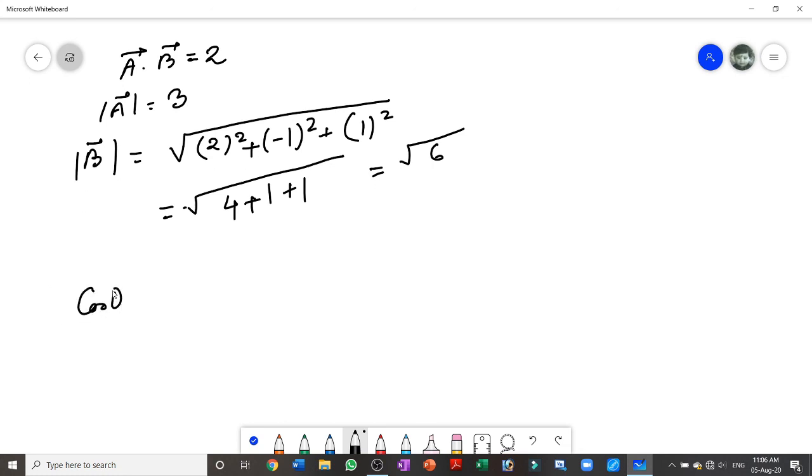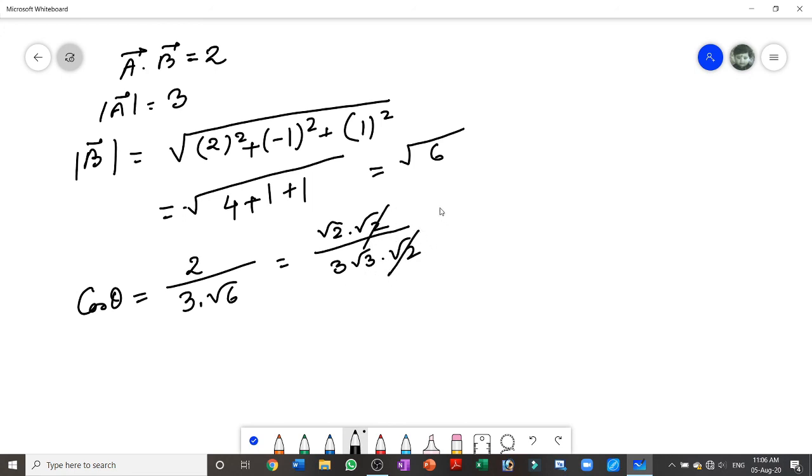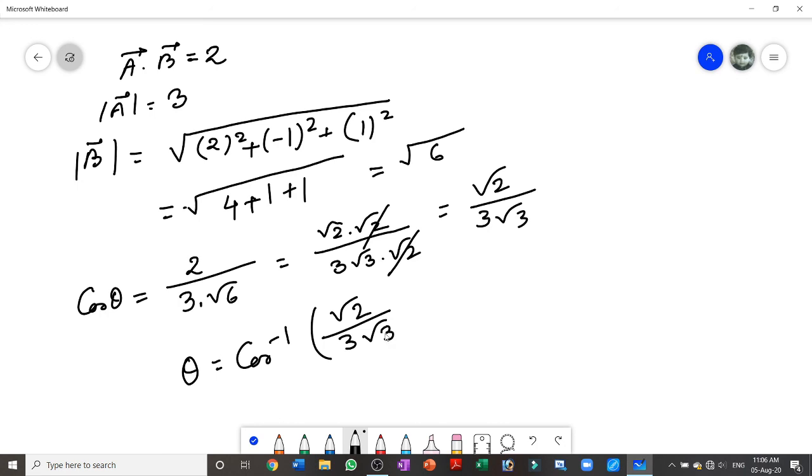So what is the value of theta? Cos theta will be 2 divided by 3 into root 6, that is root 2 into root 2 divided by 3 root 3 into root 2. We can write root 6 as root 3 into root 2. So cancel out these two things, so we will get root 2 by 3 root 3, and the value of theta will be cos inverse root 2 by 3 root 3.